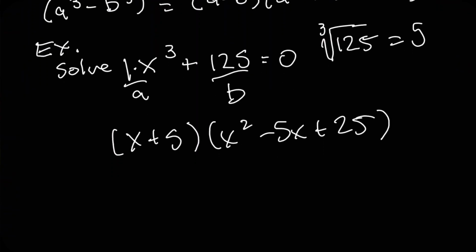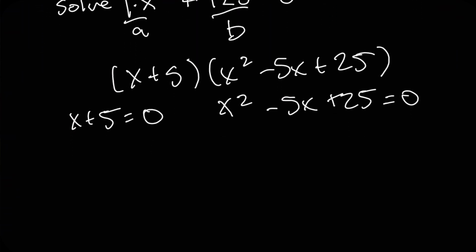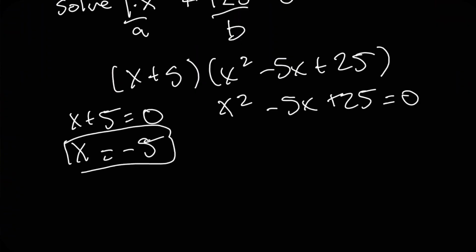and this will give us x plus 5 is equal to 0, and then we'll have x squared minus 5x plus 25 is equal to 0. And now we can go ahead and solve for x in both of these equations to get our answer. So this one's pretty easy. x is just going to be equal to negative 5 for one of them. Now our second one, what we can do is use our quadratic formula to solve for this one.